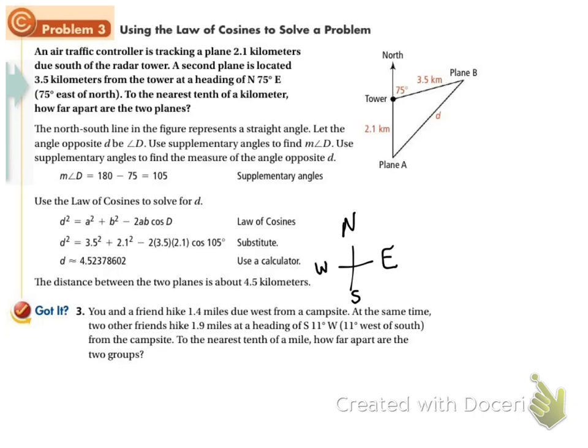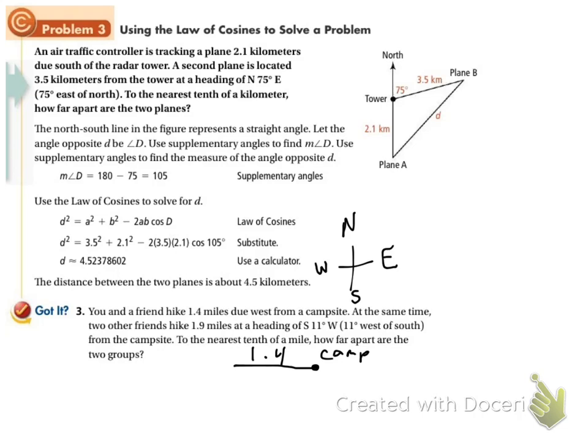So, we've got our campsite, so we'll stick it here, okay, campsite. You and a friend hike 1.4 miles due west. So we go west from the campsite, 1.4 miles. At the same time, 2 other friends hike 1.9 miles at a heading of south 11 degrees west, which means 11 degrees west of south.